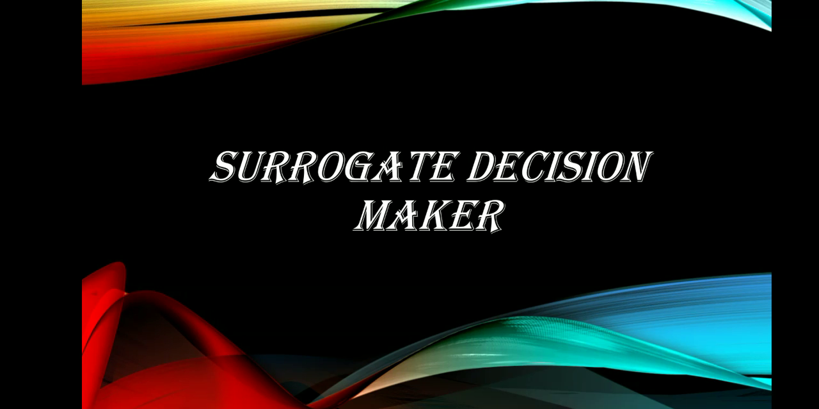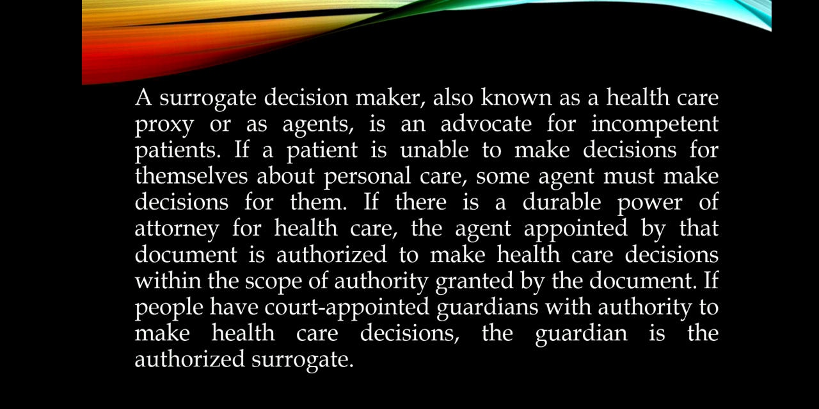Hello everyone. In this video, we are going to learn about surrogate decision makers. A surrogate decision maker, also known as a healthcare proxy or agent, is an advocate for incompetent patients. If a patient is unable to make decisions for themselves about personal care, some agent must make decisions for them.